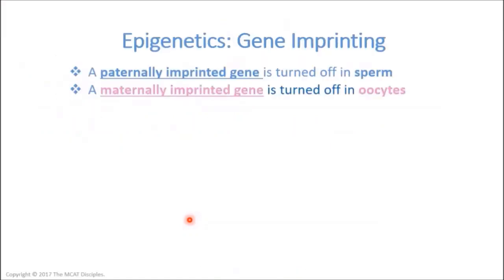That's paternally and maternally imprinted genes. A paternally imprinted gene is turned off in sperm, and a maternally imprinted gene is turned off in oocytes. I'm going to leave it at that today, and you're going to get this a few times in a few different lectures. I don't want to confuse you.